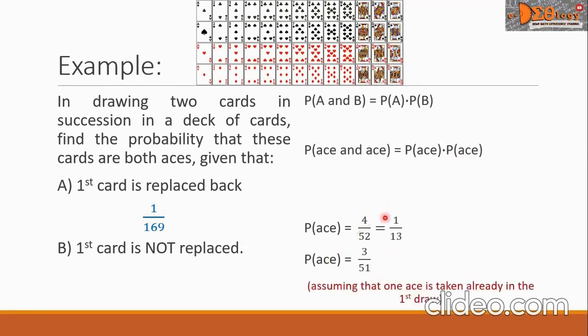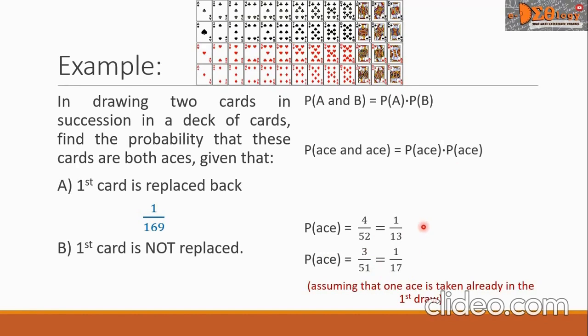We assume that 1 ace is taken in the first draw, so there will be 3 aces left in the deck of cards. And in the denominator, it will be 51. So that is 52 minus 1. We subtract the first card that we draw in the first event. So the probability of the second ace is 3 over 51. And when we simplify this, we will have 1 over 17.